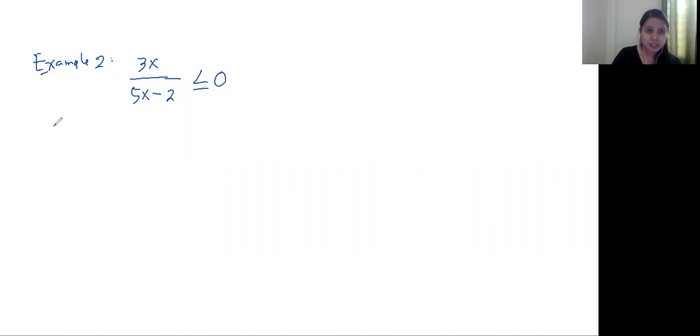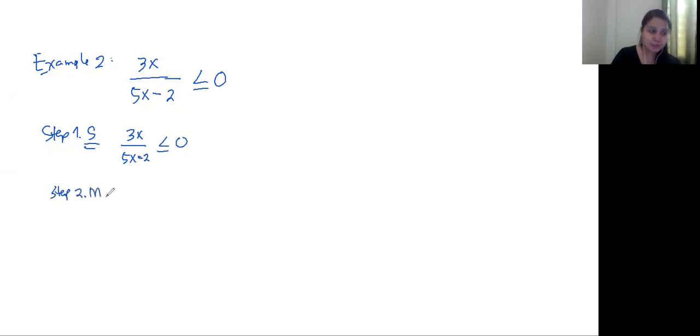Let's start. Remember, step number 1 is S, single rational inequality. If we evaluate our given, on the left side is a single rational expression, on the right side is 0. Therefore, this is a go. This will be our starting inequality. Let's go to step number 2.